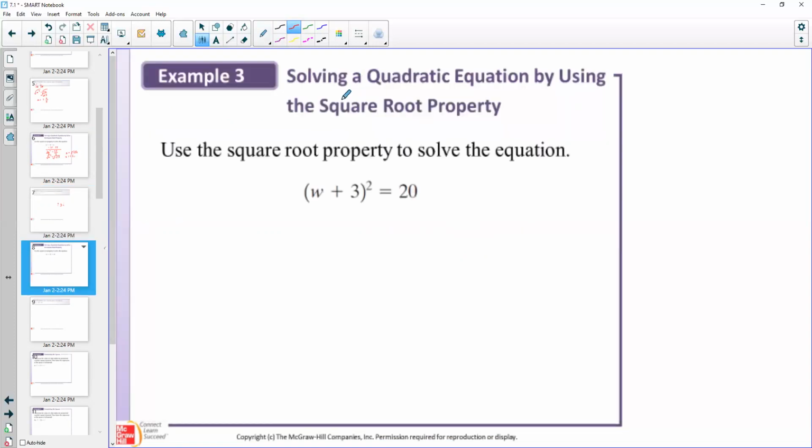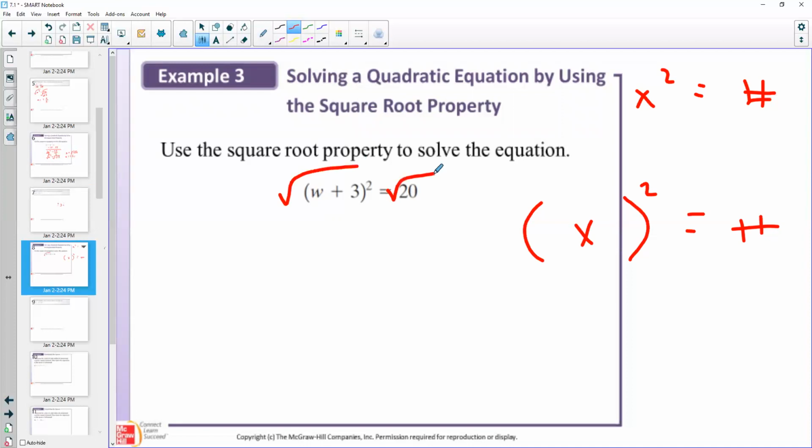This is another instance of the same exact thing. Do not let the parentheses throw you off. Basically what's happening is I have something squared equals a number. This is the same idea. I have something squared, and it doesn't matter what that something is. It can be something in parentheses on one side and a number on the other. So I'm going to solve this with the square root property. Take the square root of both sides. On the left, I get w plus 3, since squared and square root cancel each other out. On the right, I get plus or minus the square root of 20.